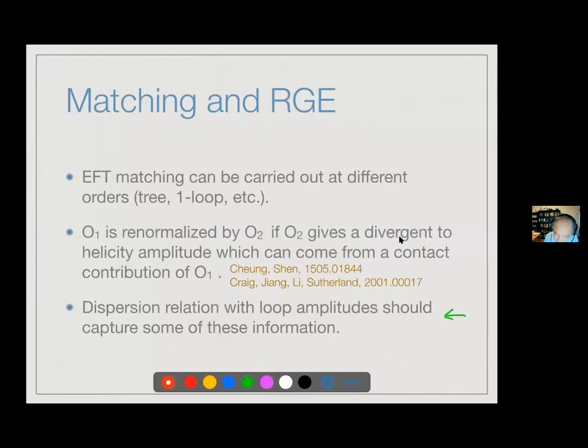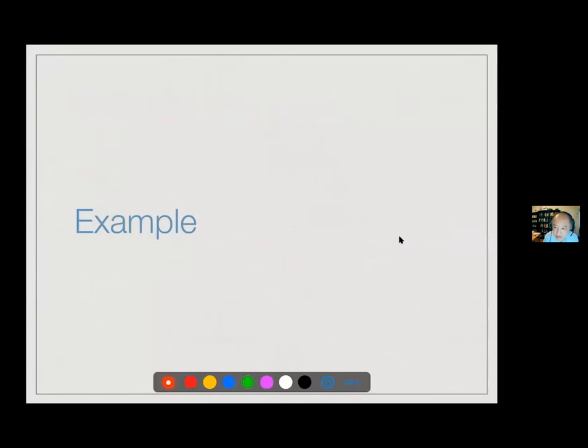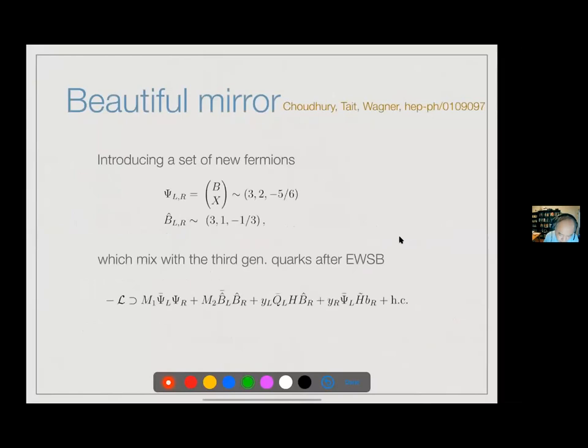All right, so with all these general comments about various aspects of the dispersion relations, let's look at one more specific example. This is the old famous model, the so-called beautiful mirror. The idea is to introduce a set of new fermions with the following quantum numbers. Right, so they are triplets under color, there is a doublet and there's a singlet. There are two doublets, there's a vector-like singlet as well, okay? They mix with the third generation quarks after electroweak symmetry breaking, meaning that they have Yukawa couplings with the third generation quarks. So it's a fairly simple model.